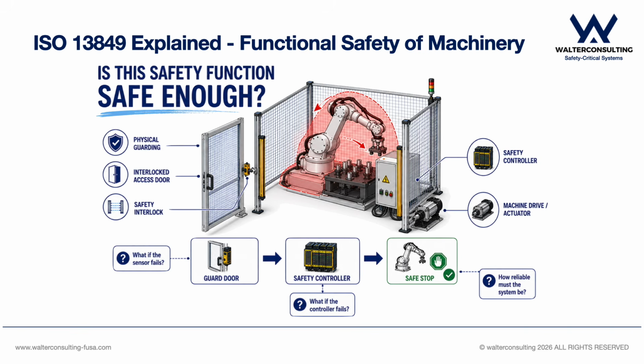We will then bring everything together using a practical guard door safety function and see how verification, validation, and systematic failures fit into the overall engineering process. By the end of this video, you should have a clear understanding of the complete ISO 13849 methodology and how its most important concepts work together. So let's start with the fundamental question. Why do modern machines need functional safety in the first place?